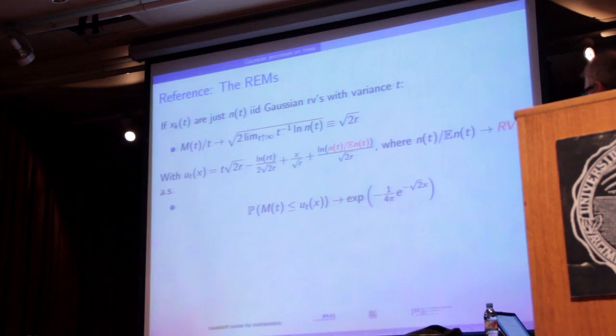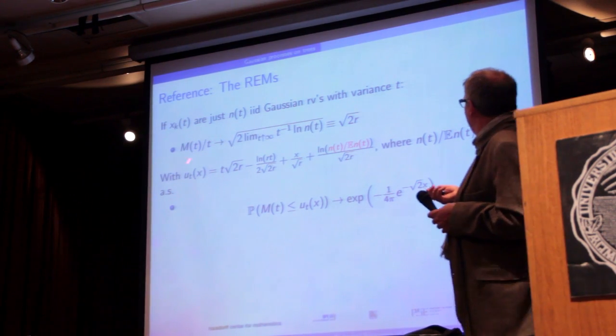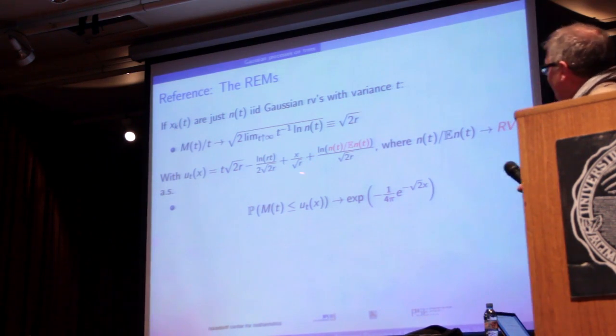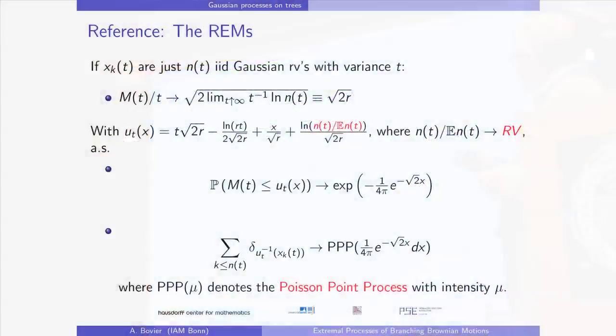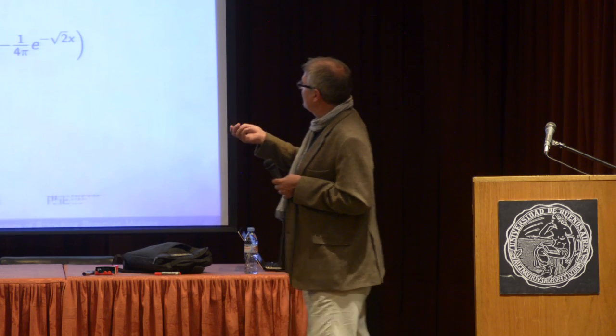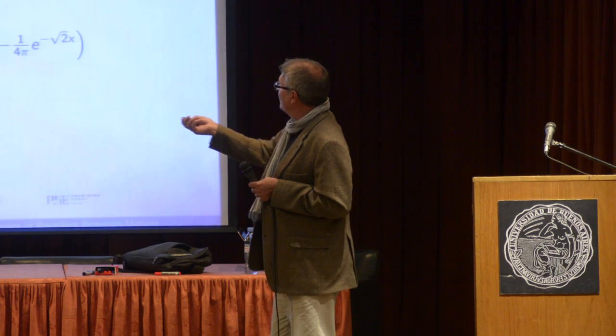And the rescaling function, you can actually choose it in this way. It looks a little bit complicated. I wrote it deliberately as such. So the rescaling function is affine, and you have this first part, which is t times the square root of 2r. Then there's a logarithmic correction, which is deterministic. This comes from the growth rate. Then there's the x divided by the square root of r. So this is just the shift.